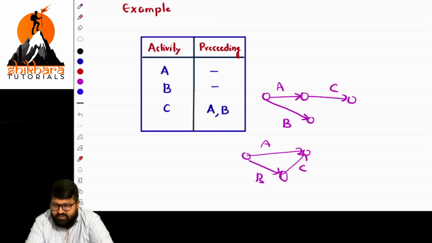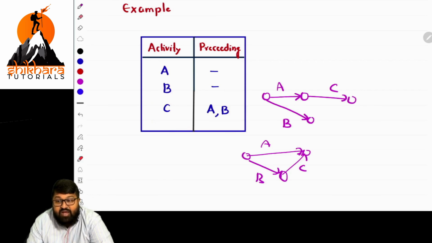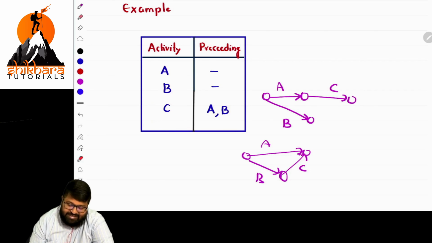What do you have to do, sir? While you are cross-checking with the question: preceding A, preceding B, there is nothing there. So A has nothing preceding, and B is fine. But what about C, ma'am? C starts when A and B are completing. Sir, C is starting after the completion of B, but is it starting after the completion of A?